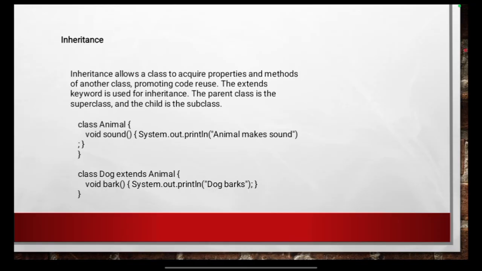The Dog class is a subclass of Animal, meaning it inherits the behavior defined in Animal. This relationship is established using the extends keyword. By inheriting from Animal, the Dog class does not need to redefine the sound method. It can directly use it, promoting code reuse and reducing redundancy. In addition to the inherited method, the Dog class defines its own method, bark, which prints Dog barks. This method is specific to the Dog class, illustrating that while a subclass can reuse the parent class functionality, it can also introduce new behavior.